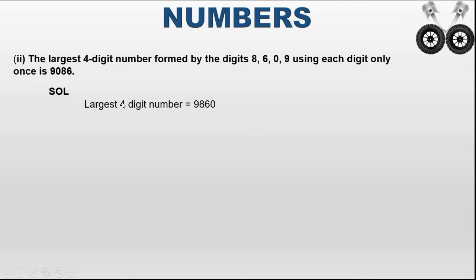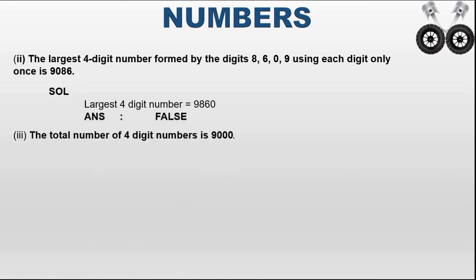Now what is the largest 4-digit number? That is 9860. So that is the largest 4-digit number. But in the statement, what is given? 9086. So that is wrong. So the answer here is false.